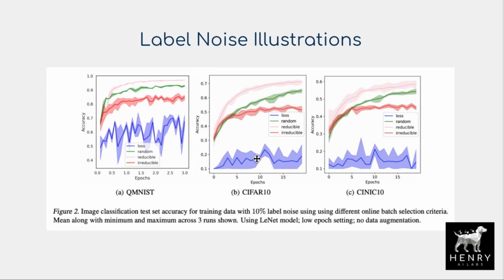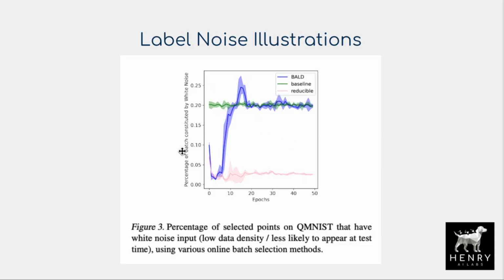But here's another plot showing this kind of trend, and this one is showing the Bayesian selection algorithm as well, the BALD algorithm, and the percentage of how much of it is selecting the noise, showing that overall the information theoretic reducible technique is selecting fewer of the noisy examples.